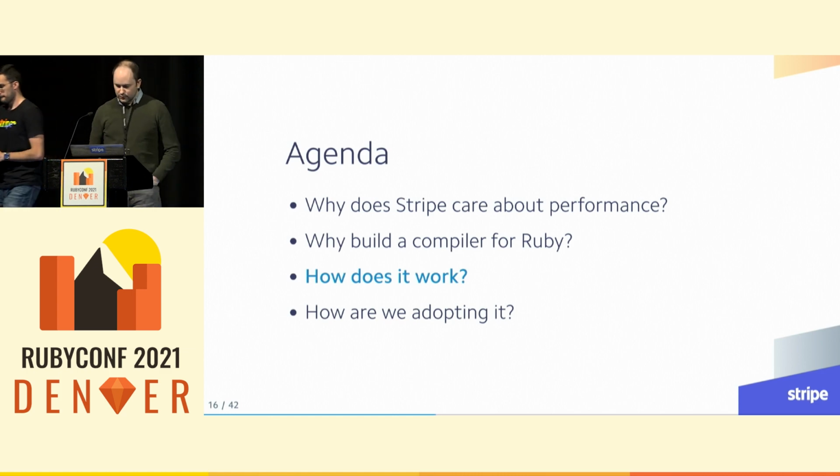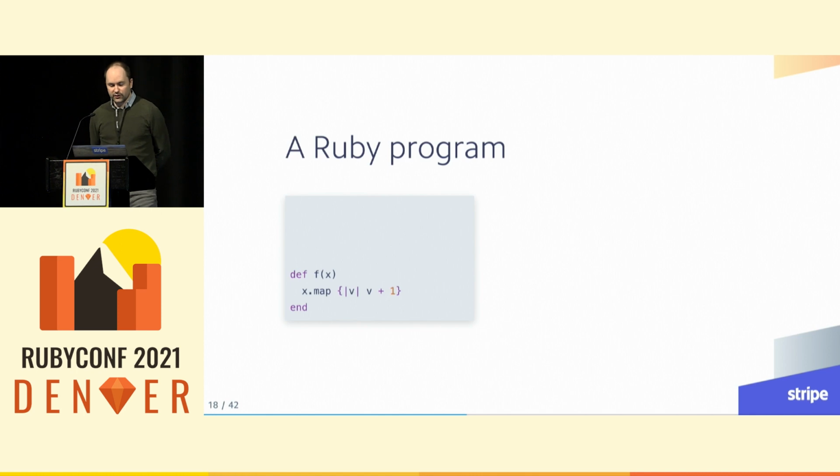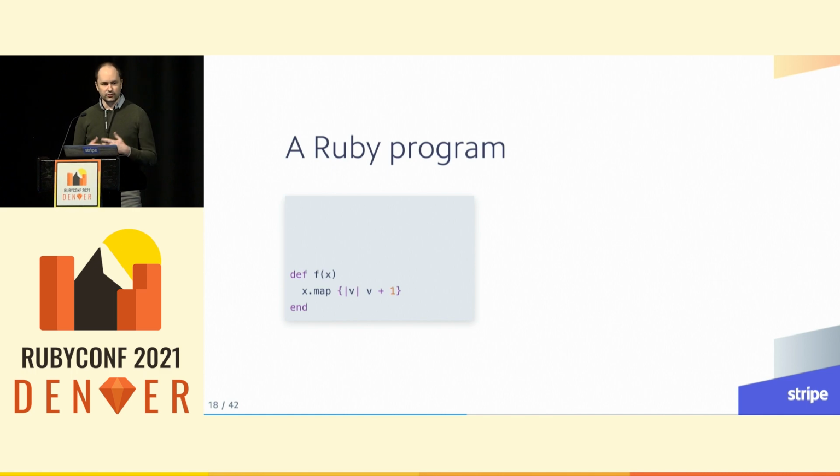Thanks, Jake. So yeah, as Jake mentioned earlier, the Sorbet compiler is made up of two main components, which are the Sorbet type checker and then a code generator that's developed using LLVM. So just to get a sense for what Sorbet looks like when you add it to a Ruby program, let's run through a really quick example. So we have this function here. It takes a single argument x. It's going to call map on that x, and it's going to pass a block that will just increment whatever it's given.